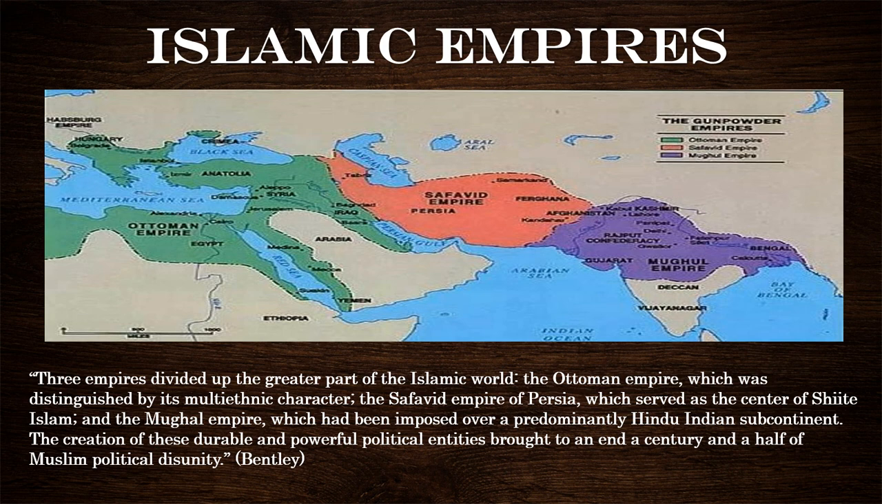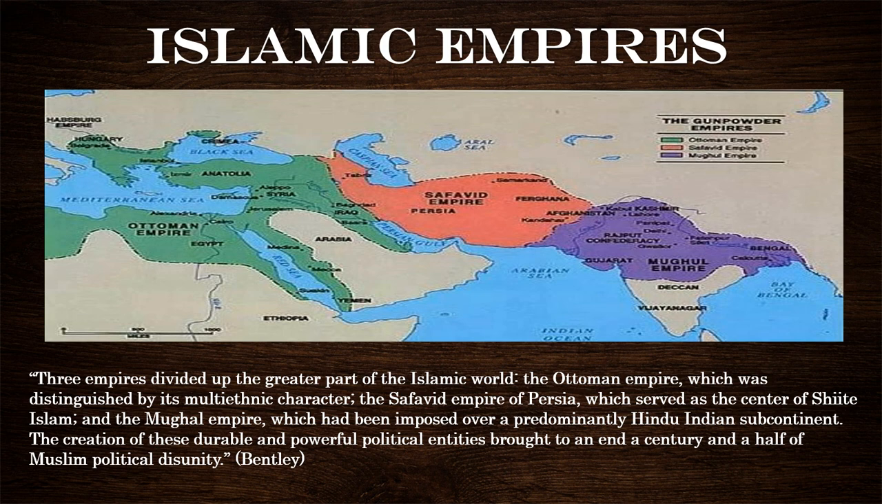So we'll begin with Professor Bentley, our lovable textbook author. Three empires divided up the greater part of the Islamic world. The Ottoman, which was distinguished by its multi-ethnic character, the Safavid of Persia, which served as the center of Shiite Islam, and the Mongol, which had been imposed over a predominantly Hindu Indian subcontinent. So Islamic rulers ruling over a primarily Hindu region of the world. So some interesting developments there, as we'll see.